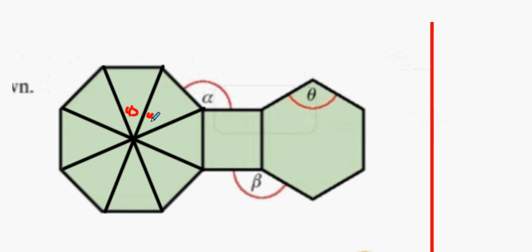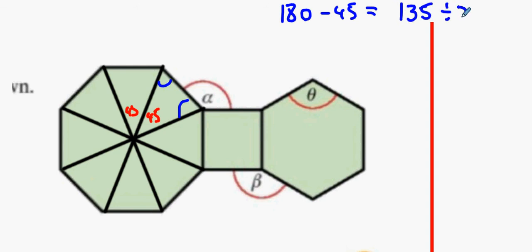Now, if that's 45 a pop, what do you reckon about the two blue angles here? 180 minus 45 is what? 135 divided by 2? 67.5? Okay. So I think we're starting to get places. 67.5, 67.5, 90 degrees for here, isn't it?